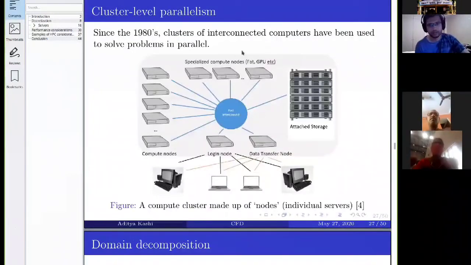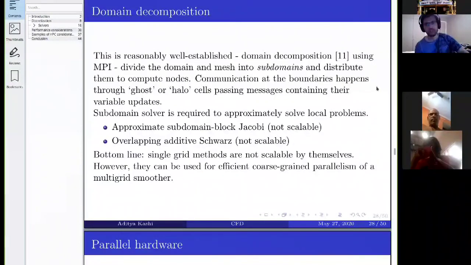So one of the traditional ways of parallel computing is cluster parallelism. We have a network of many computers connected over a fast interconnect, and we solve a problem on that. The typical way to do that is domain decomposition. We take the whole domain, the whole mesh, and we subdivide the mesh into parts. Each part of the mesh is given off to one of those interconnected CPUs, which are called nodes.